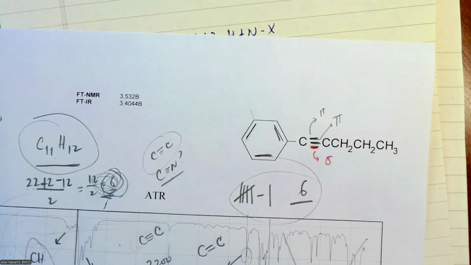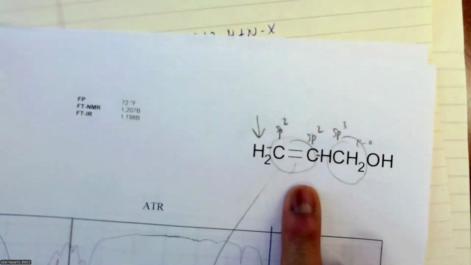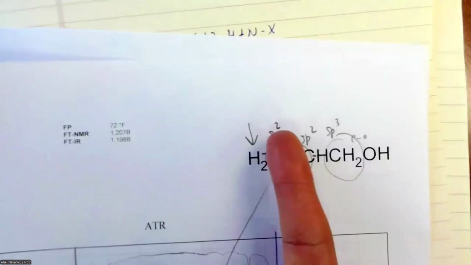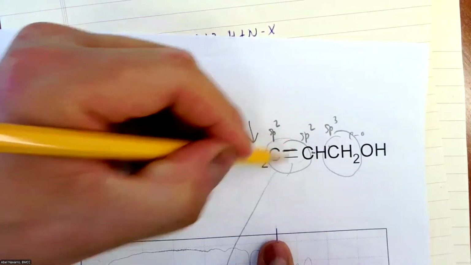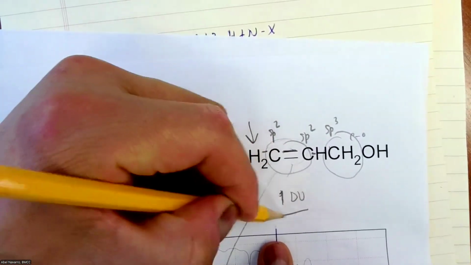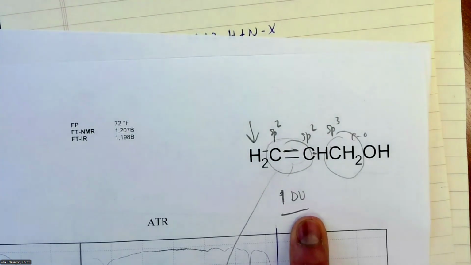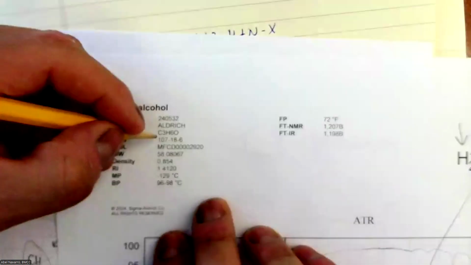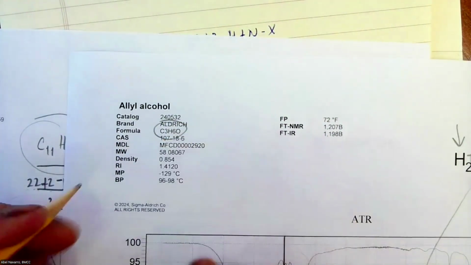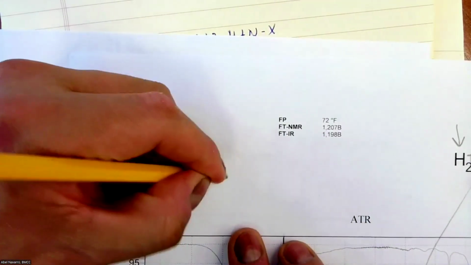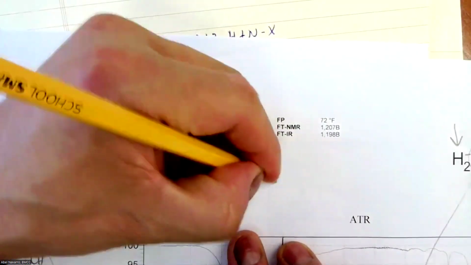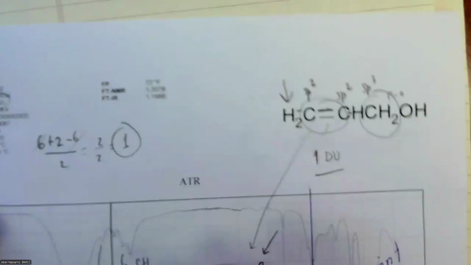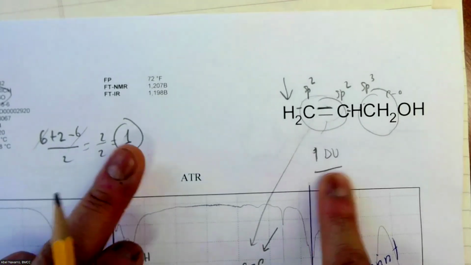Another one that you guys have to see. Okay, this one. For this one, this molecule has only one DU, right? Why? Because you only have one double bond. This one, one DU. All right? Let's do the formula. C3H6O. 2 times carbon, 6 plus 2 minus hydrogens. 8 minus 6, 2 divided by 2, 1. 1 DU, which is exactly what we predicted.